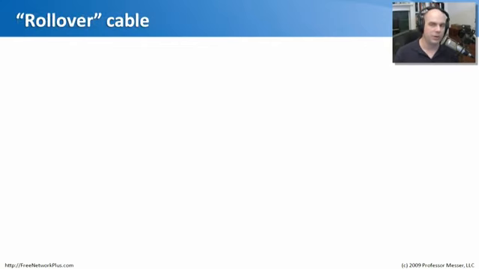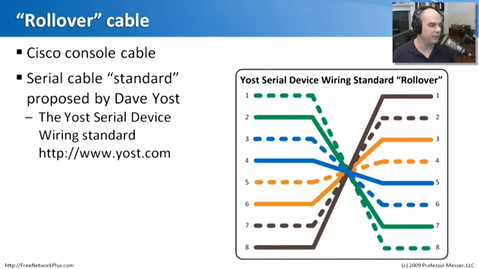Another type of cable is called a rollover cable. The rollover cable is not a crossover cable, so keep that in mind. Most people even refer to this as a Cisco console cable, referring to the manufacturer Cisco and the type of connections they expect to have. But this was really something that was a standard created by a gentleman called Dave Yost. This was called the Yost Serial Device Wiring Standard. You can still go out to yost.com and look at this.